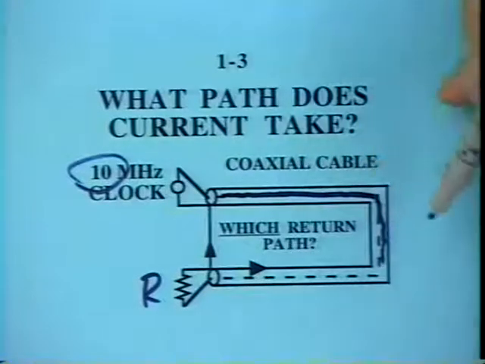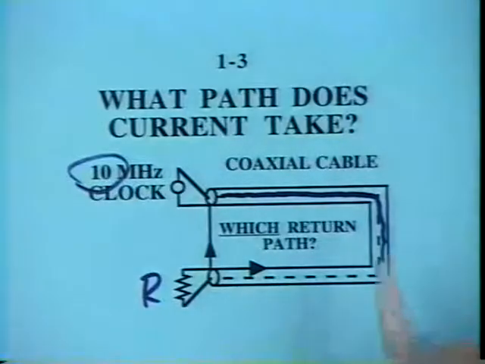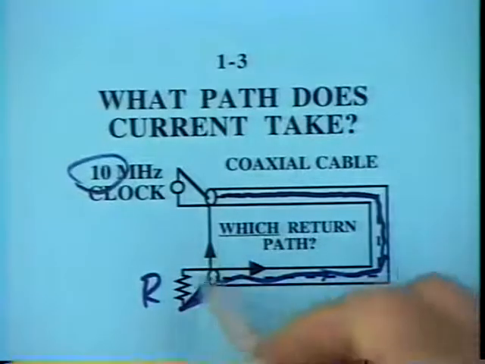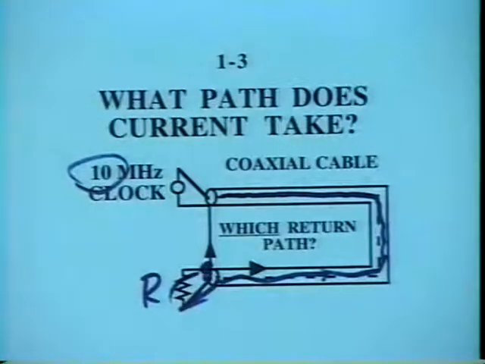It's going to have some capacitive coupling to the outside conductor. But we're going to neglect that. We're going to assume that the bulk of the current makes it all the way over to the end of the cable. Now the question is, when the current gets to this node here, how does it return back?